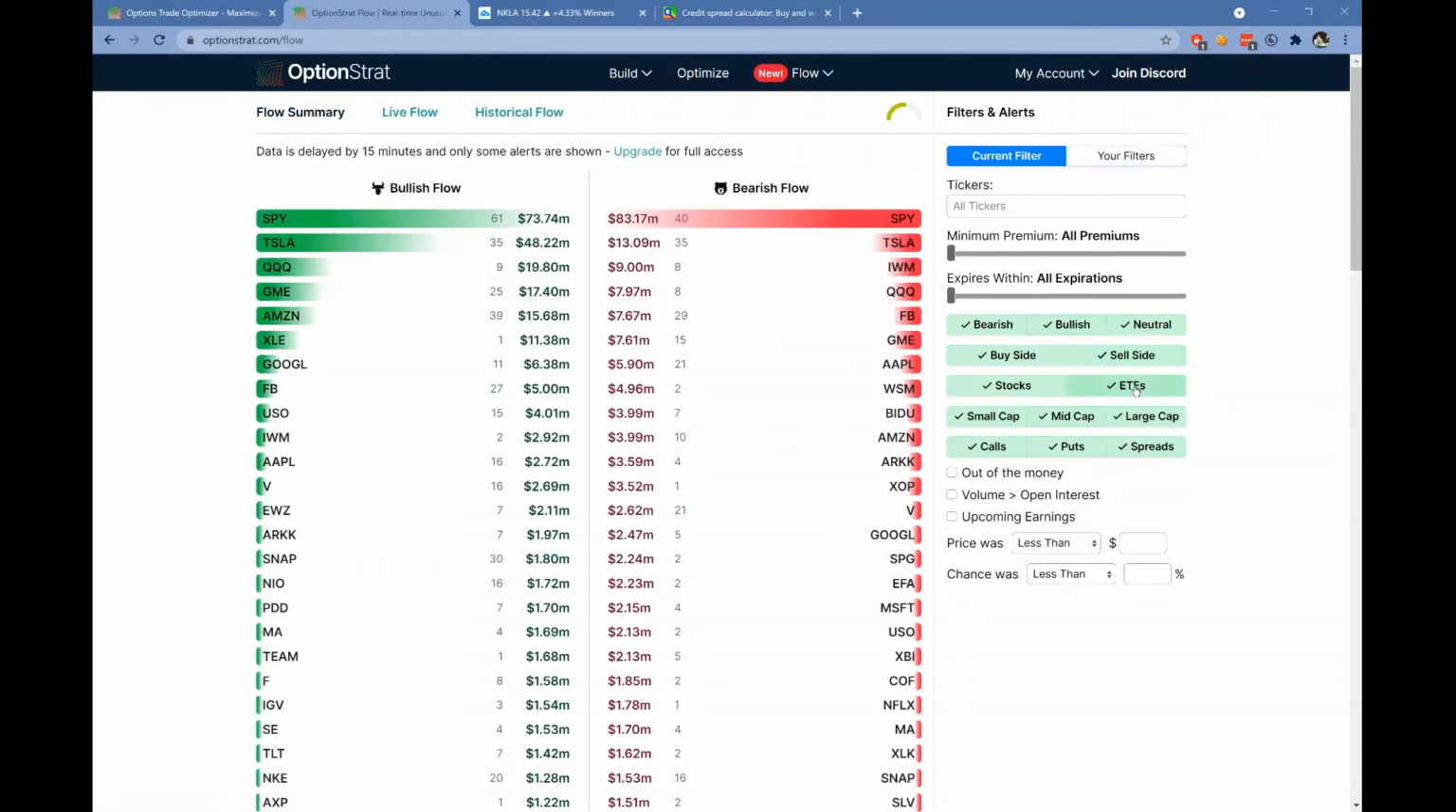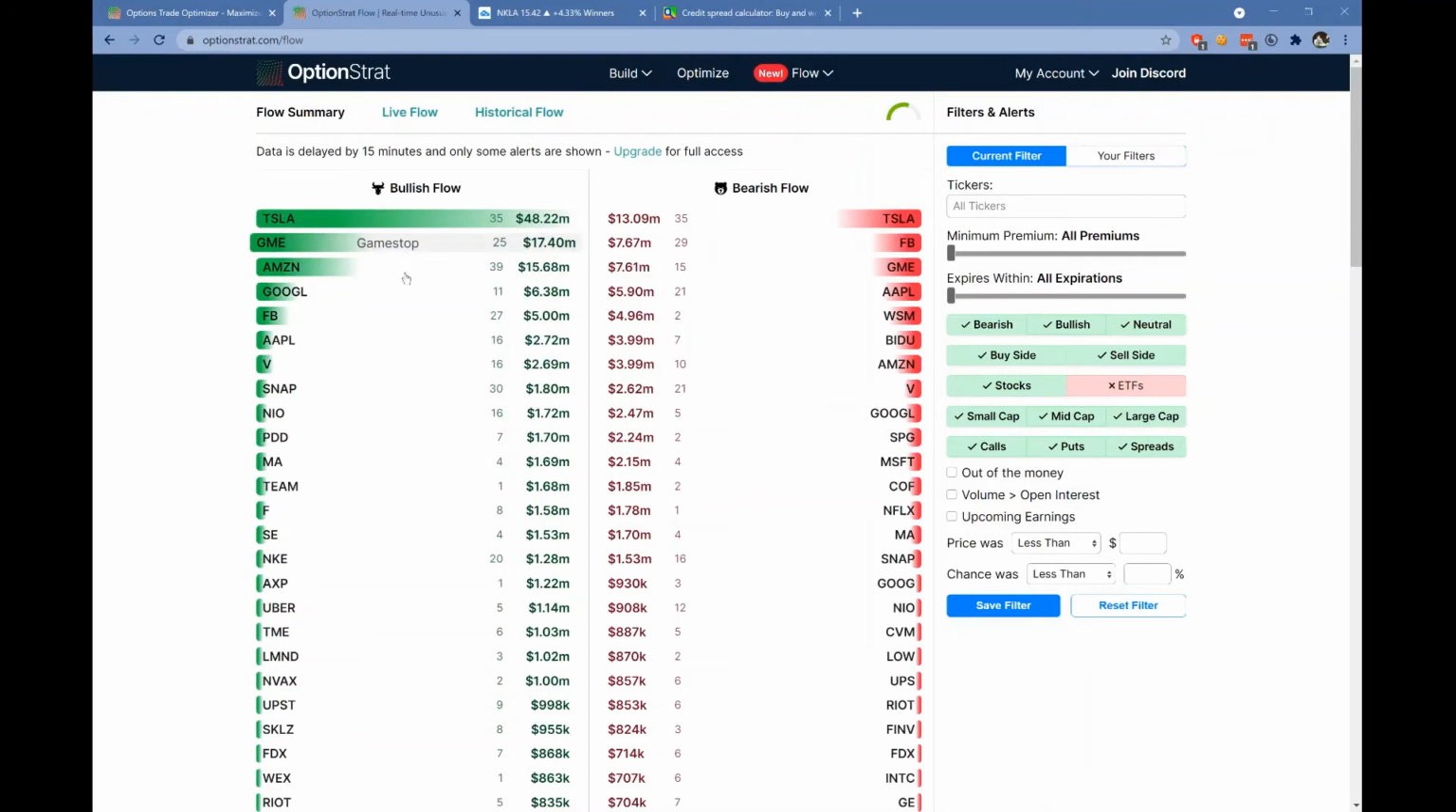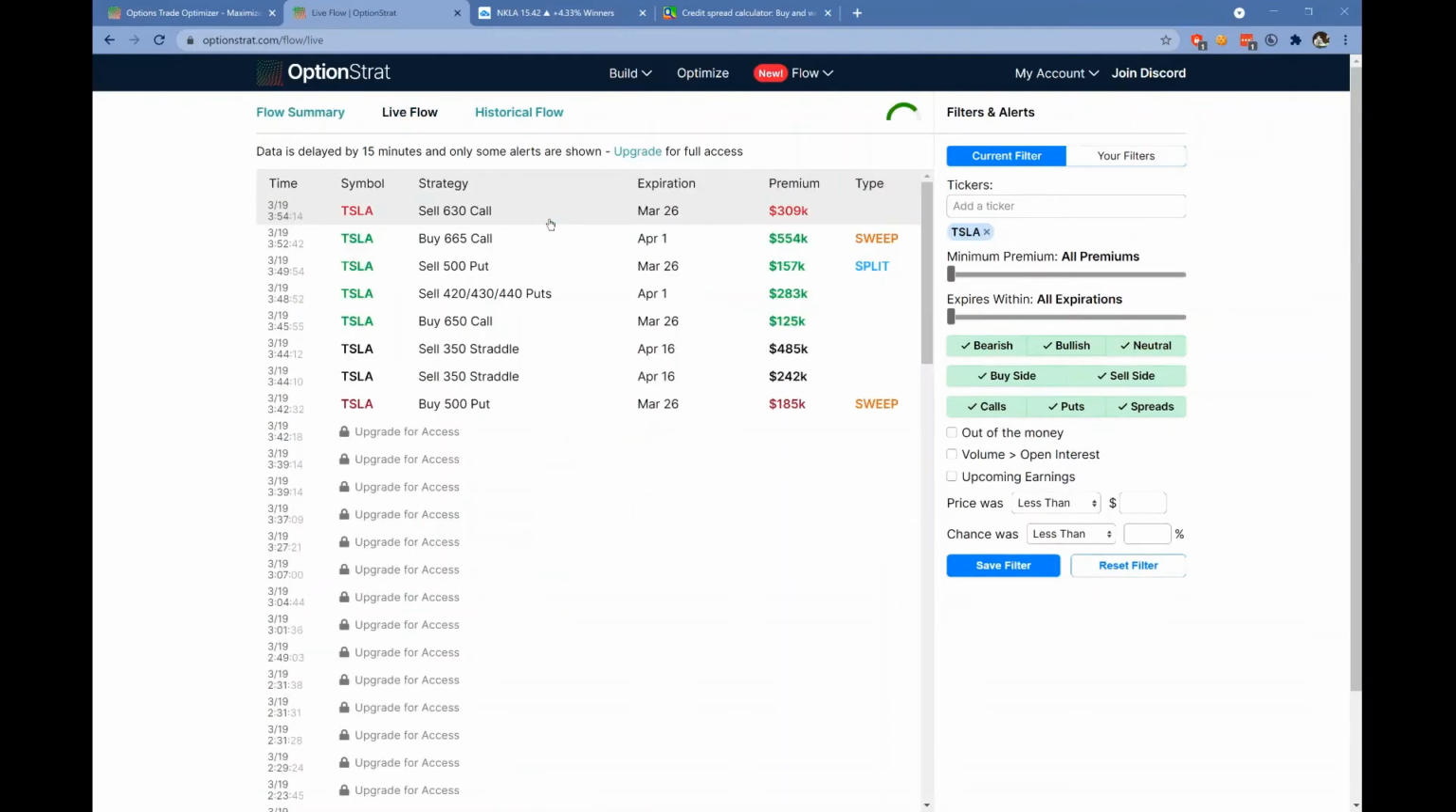I like to remove those ETFs and just look at what kind of stock, individual companies, are being bet on. So you can see Tesla's being the most money. $50 million is being put into it today in bullish trades, and only 13 million in bearish trades, and it's the most. So you can assume that $50 million is not going to get lost on just crazy trades. It's probably a reasonable trade. Click there and you see what kind of trades they're making.